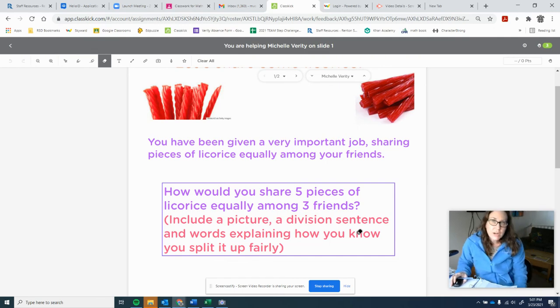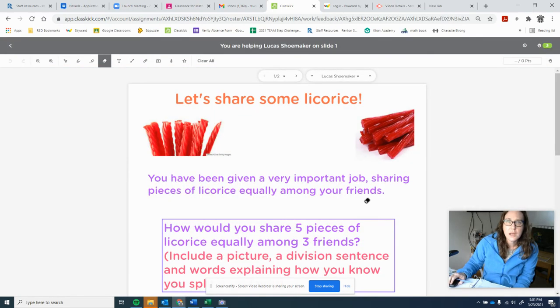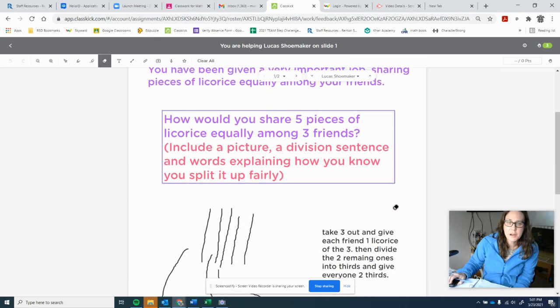Now, I went through your class kicks and I want to share some of them. These are all correct, and they are all ways to show how to divide 5 pieces of licorice among 3 friends.